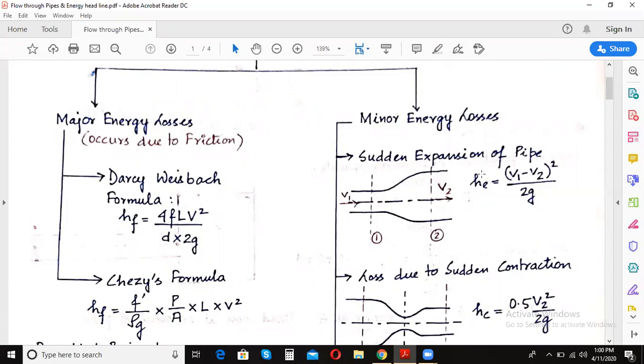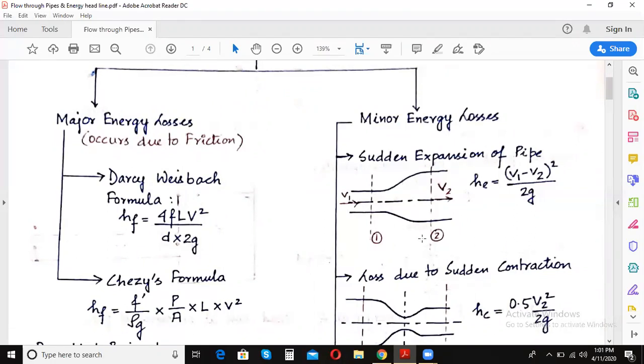So first we have the sudden expansion, or the loss of head due to sudden expansion of pipe. Okay, see, observe this pipe. In this region, the diameter or the cross section of the pipe is smaller. Then the pipe at a certain point has undergone a sudden expansion in size.